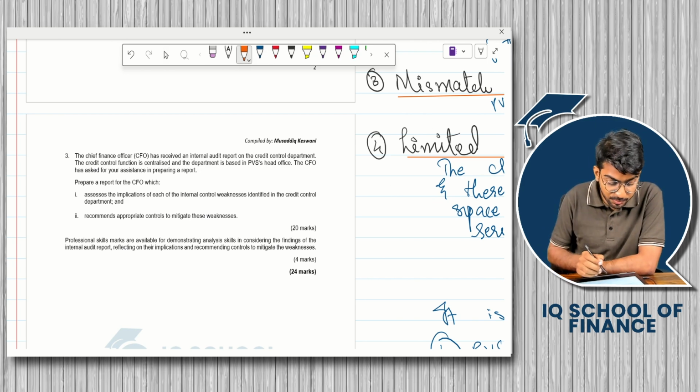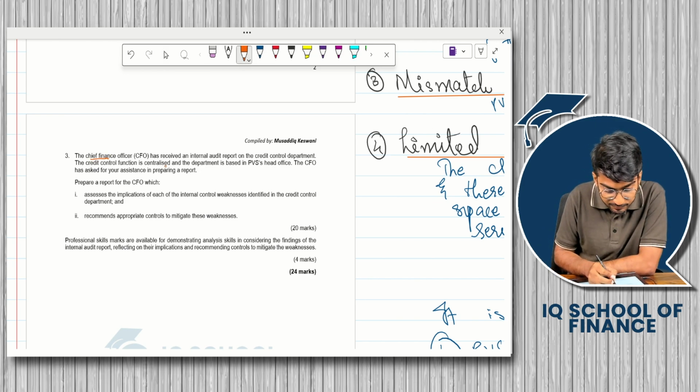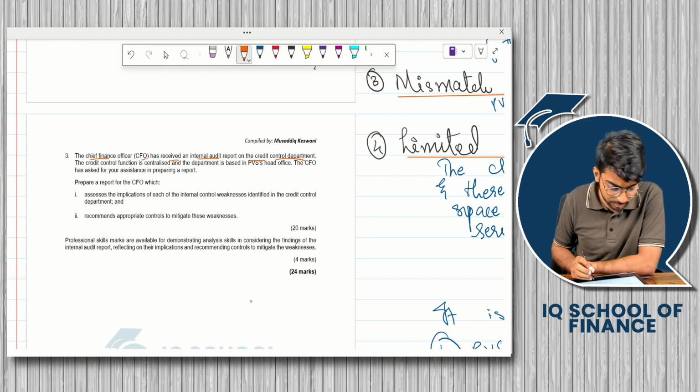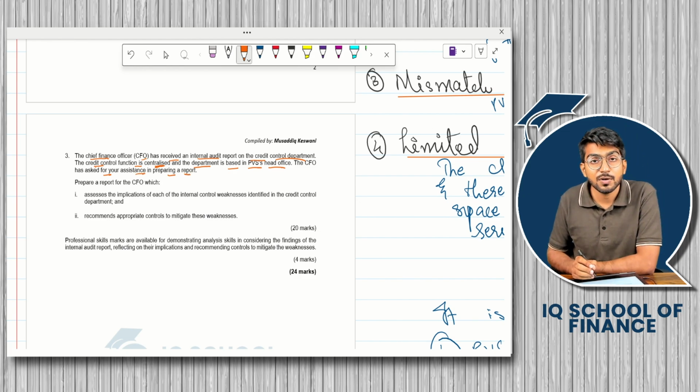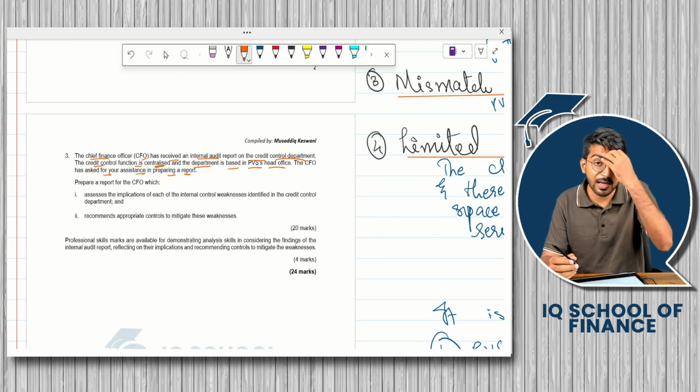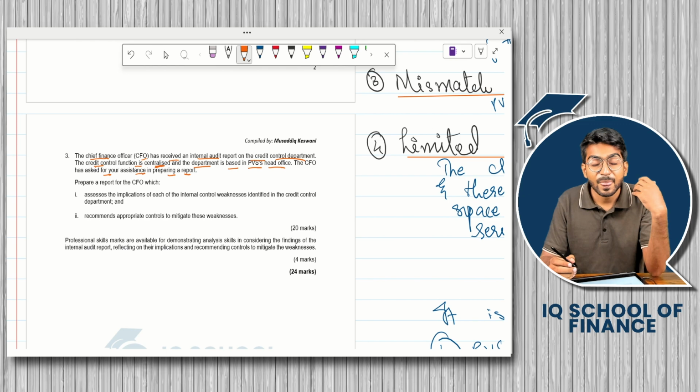In question number 3, the chief executive officer and CFO has received an internal audit report on the credit control department. The credit control function is centralized and the department is based in PVS head office. The CFO has asked you for your assistance in preparing a report. Basically, the CFO also mentioned this in the board meeting, that he has received an internal audit report on the credit control department, and that internal audit report has some control deficiencies identified, right? So the CFO is now asking you to assist him in preparing a report.